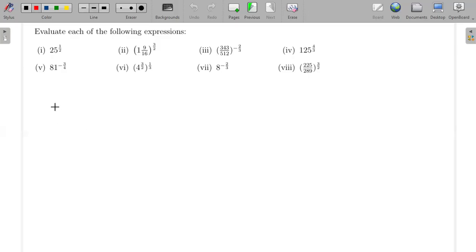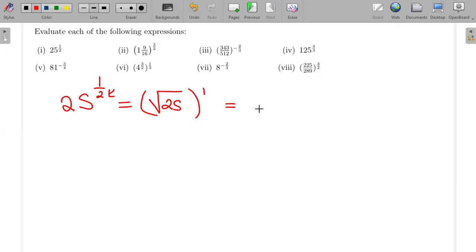Okay, so the first one here is 25 to the power 1/2. So this is just going to be equal to, okay, so here the denominator becomes the root. So that is 2, so we have the square root of 25. And then this is multiplied by the one on top there, which is 1. So the square root of 25, we all know it's 5. And then to the power 1. So 5 to the power 1 is actually what? 5. So that's the answer there. So that was part 1.